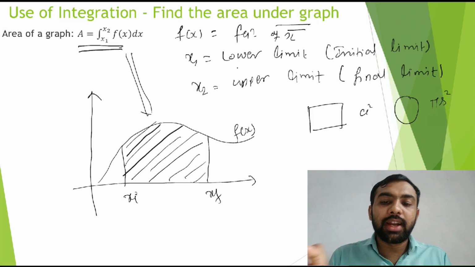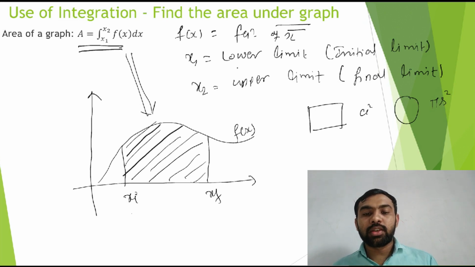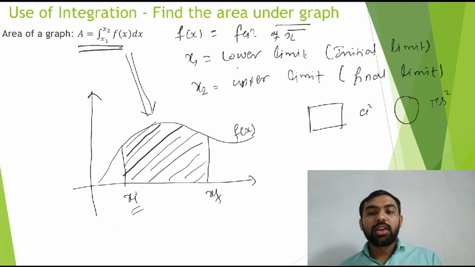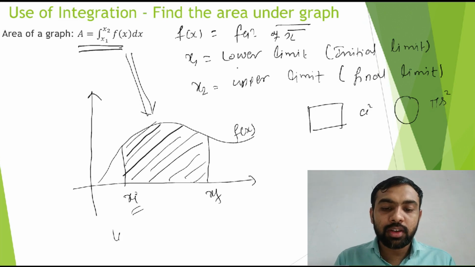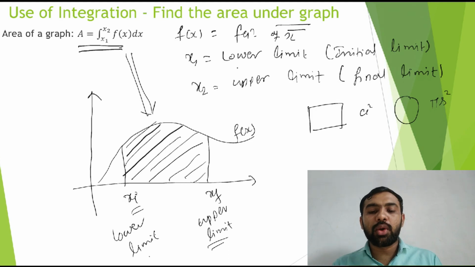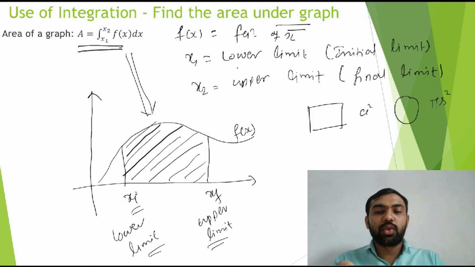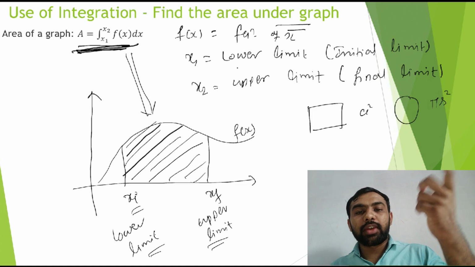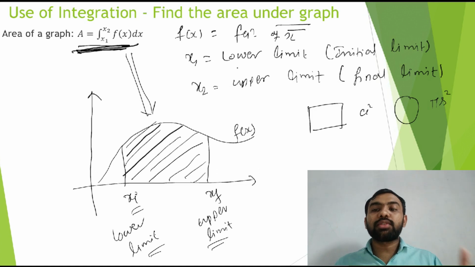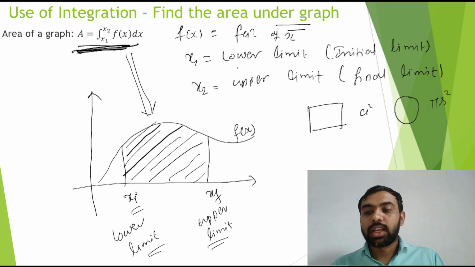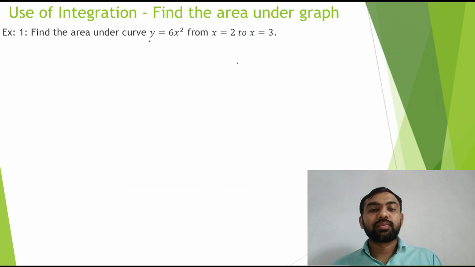See, if you have to find this area, then area is equal to the integration from x initial to x final, x1 to x2, of f of x dx. x initial means the lower limit, and this is the upper limit. So if you are finding this area, use this relation. Let's understand this one. First of all, just note it, then after that we will go to the next one. Note it. Let's see the first example.